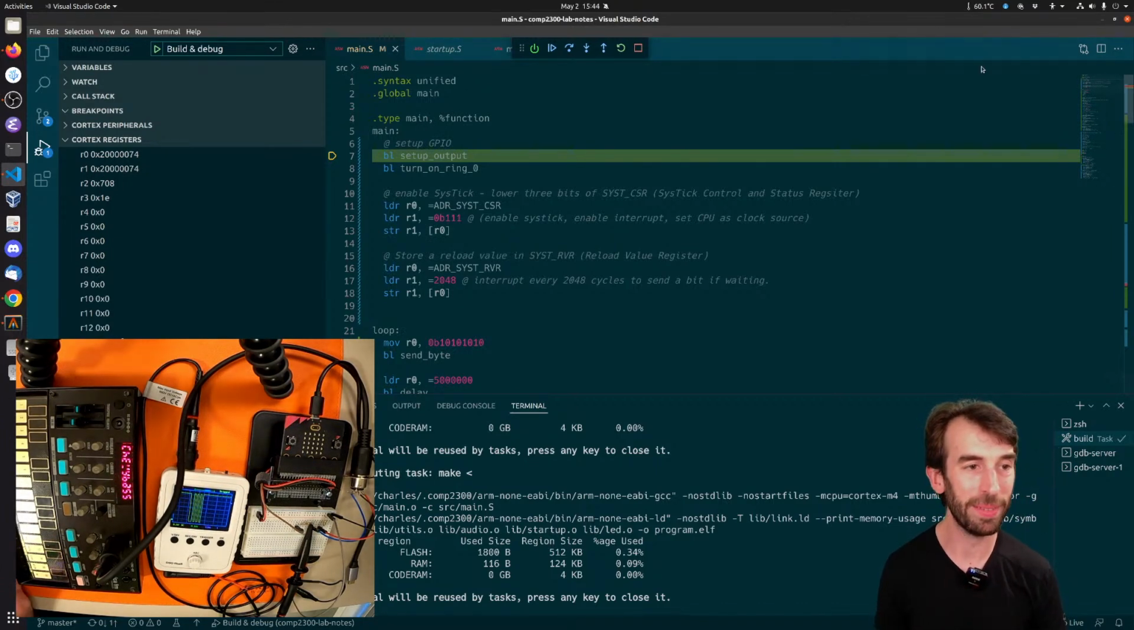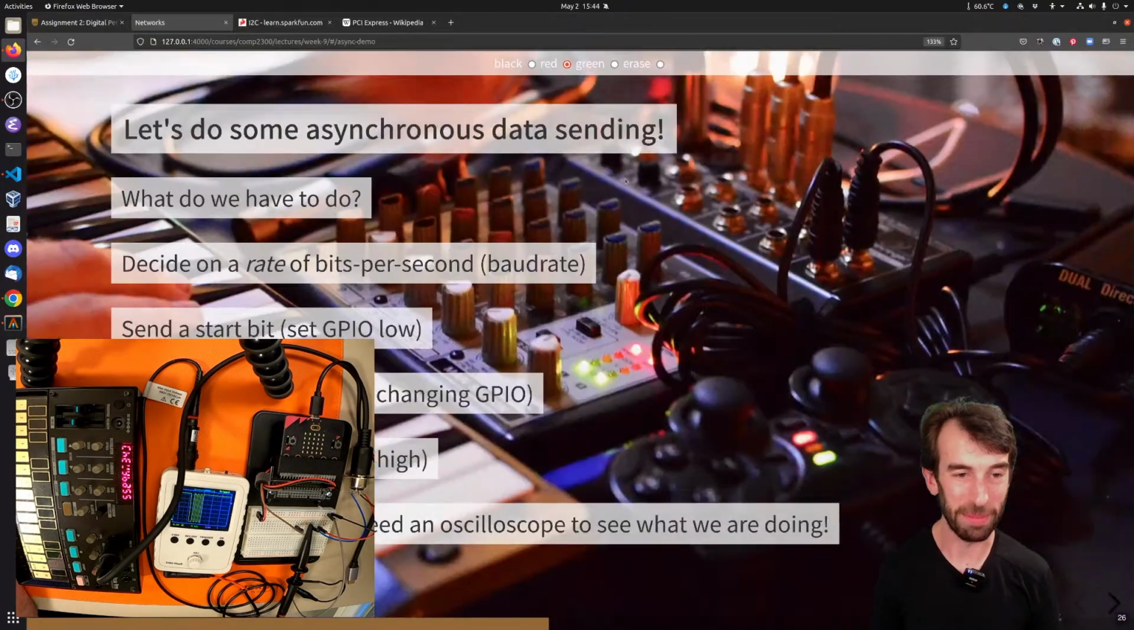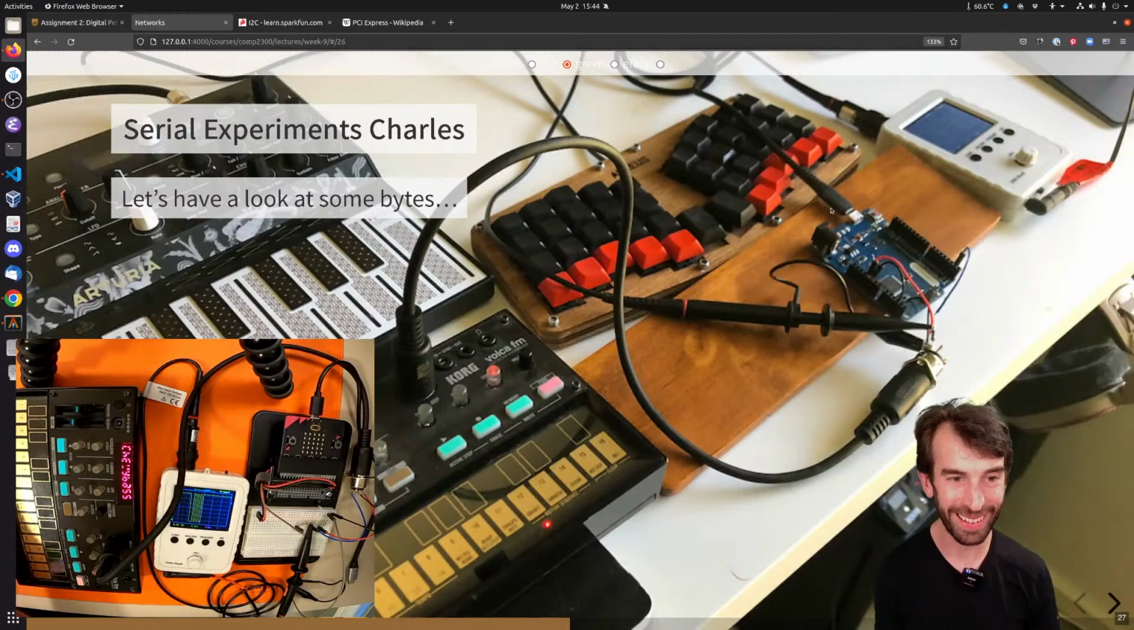Someone said make a teletype. This is much more interesting. A teletype? I'm not going to make a teletype. I'm going to make a synthesizer, man. We're going to look at some.